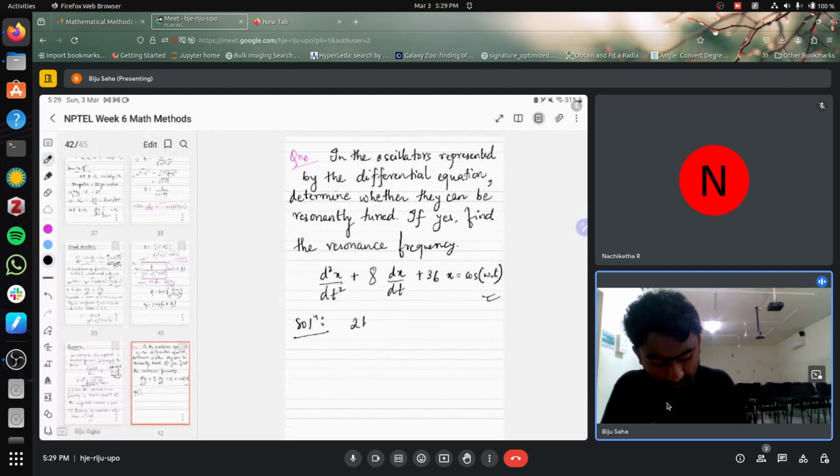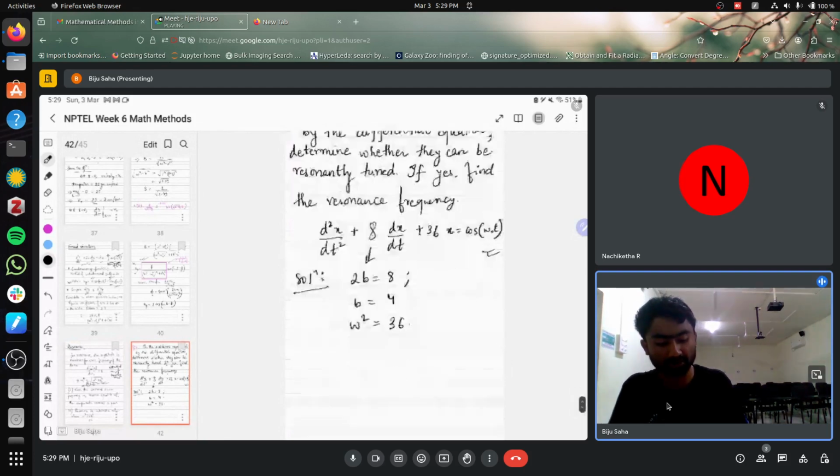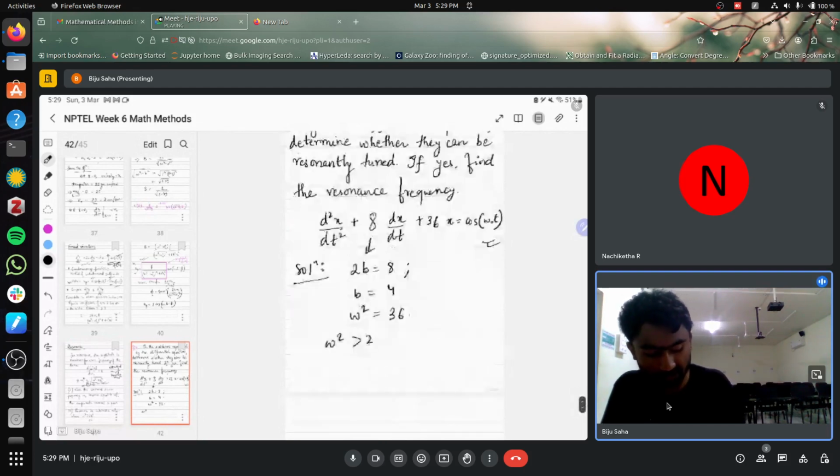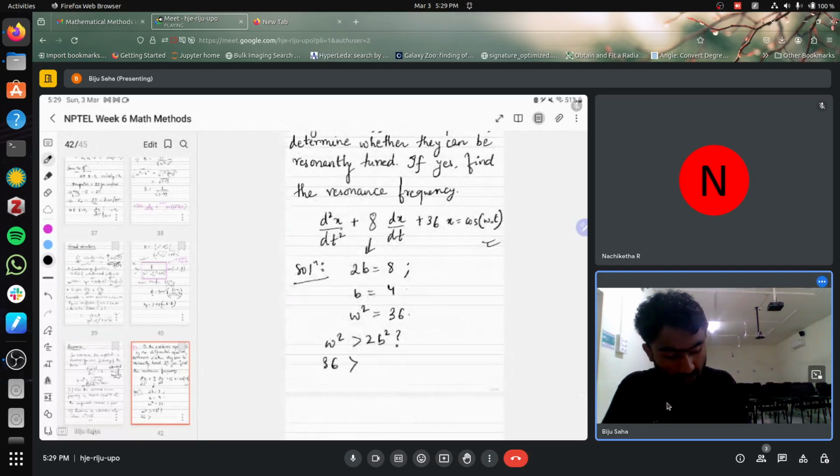If we compare the two equations, we have 2b equal to 8, so b is equal to 4, and omega square is equal to 36. Let us check the condition: is omega square greater than 2b square? Is this condition satisfied? 36 is greater than 32, so it can be resonantly tuned.